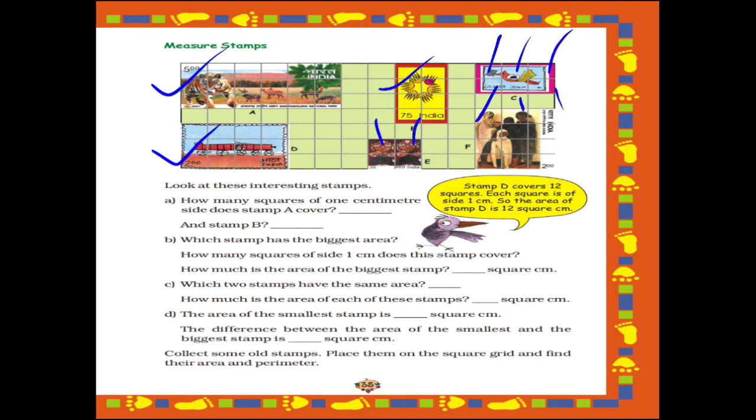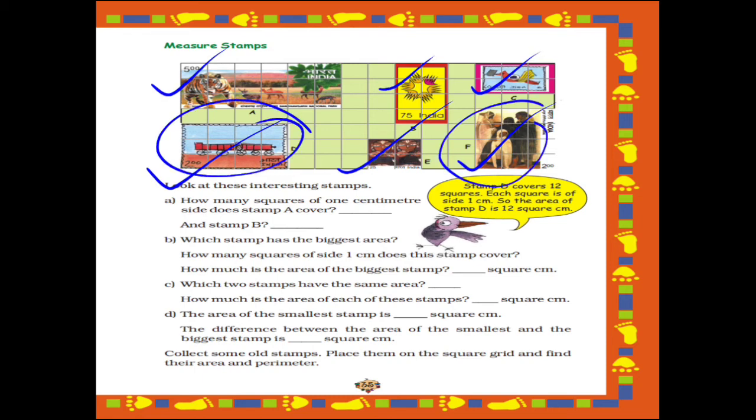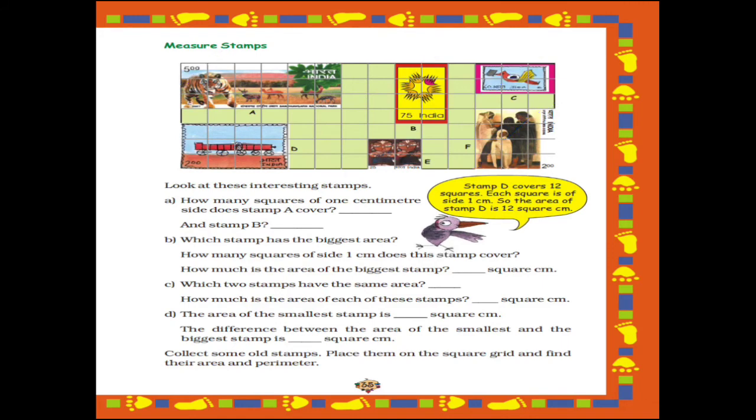This is 1, 2 and 3 and 4. For F, 1, 2, 3, 4, 5, 6, 7, 8, 9, 10, 11, 12. C is having 6 squares. This is having 12 squares. This is having 4 squares and this is having 12 squares. So which is having the same number of squares? That is stamp D and F. So what you will write? The stamps D and F have the same area.